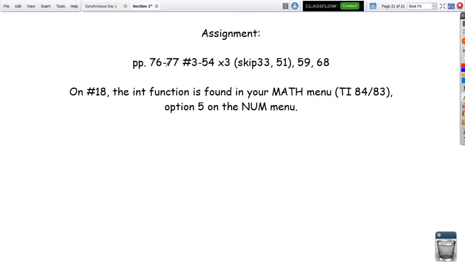Ah, cool. So now here's the assignment that we're really going to be focusing on in class tomorrow. Feel free to look around at it, find the ones that are the hardest. You'll have to know where the int function is on the math menu.